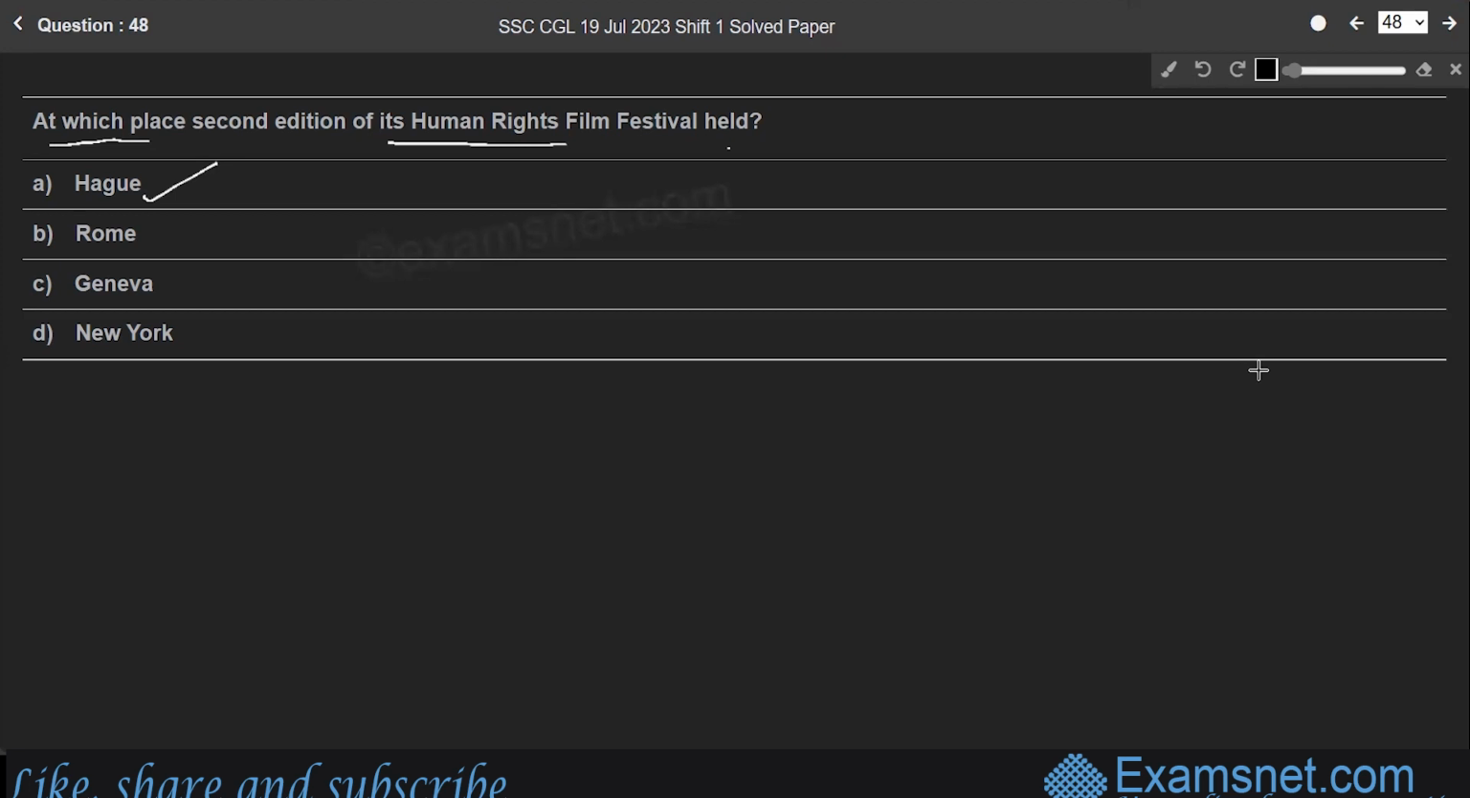Students, Hague Human Rights Film Festival highlights persecution of women and minorities across the globe, right? So Global Human Rights Defense, GHRD, is an NGO. It held the second edition of its Human Rights Film Festival in the Hague with a focus on human rights, women's rights. Right? So option A is the right answer.